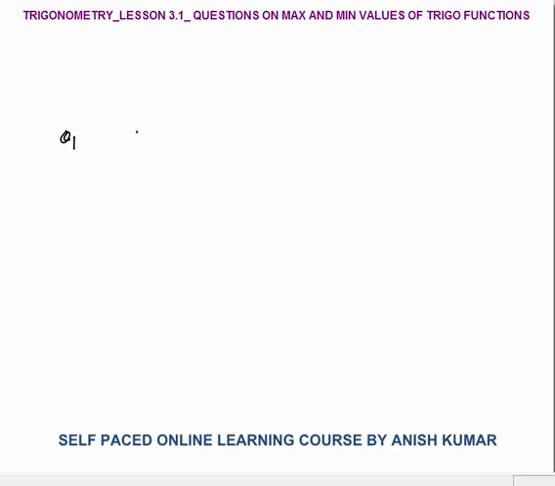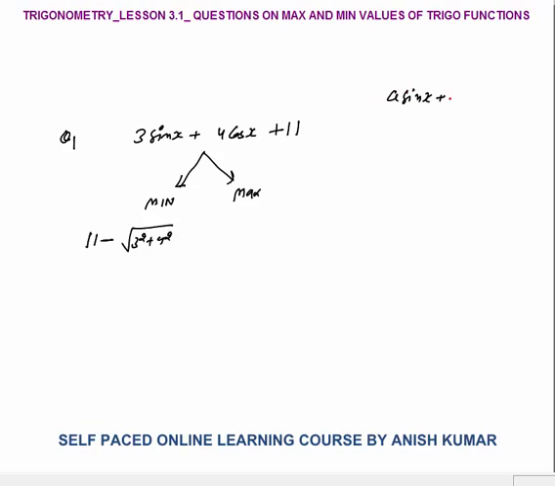You need to find the minimum and maximum value of this function, 3 sin x plus 4 cos x plus 11. Can you find the minimum and maximum value of this function? I told you in the previous lesson that the minimum value would be 11 minus root of 3 square plus 4 square, because that function is similar to a sin x plus b cos x plus c. And I told you the minimum value of this function was c minus root a square plus b square, and maximum value was c plus root a square plus b square.